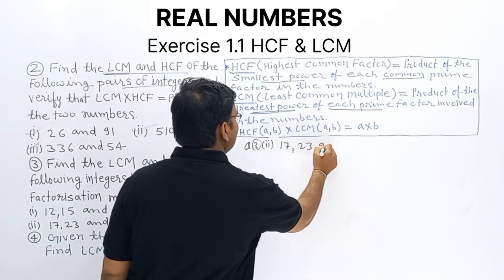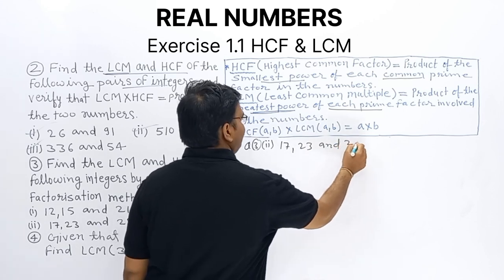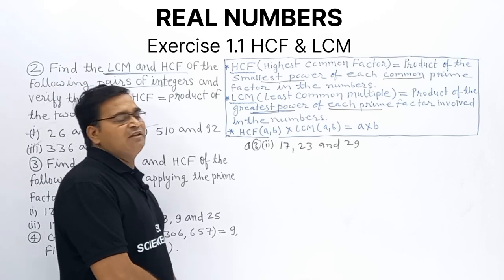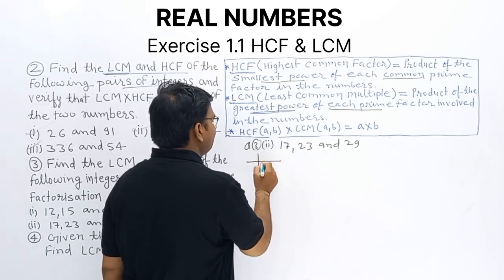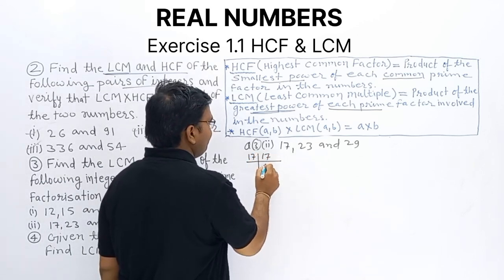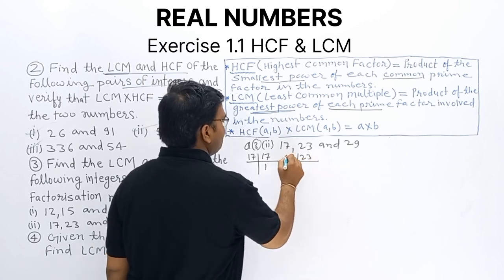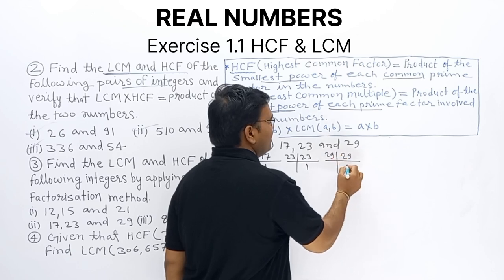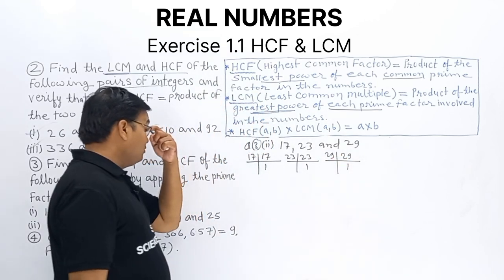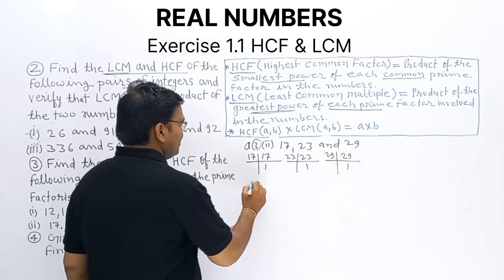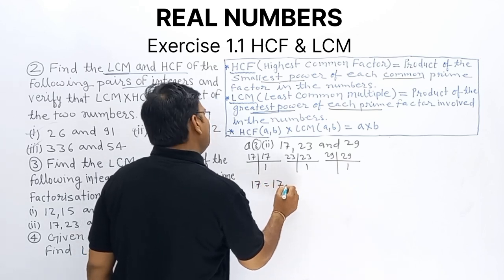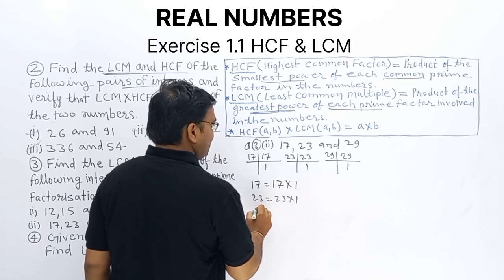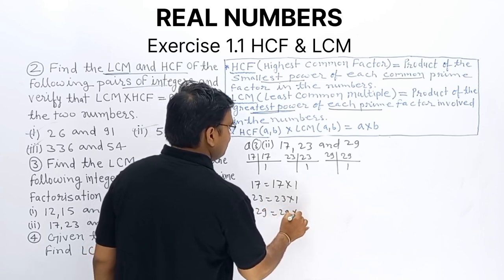17, 23 and 29. These are all prime numbers. Do the prime factors: 17 goes into itself one time, 23 goes into itself one time, and 29, also a prime number, goes into itself one time. Now write in factor form: 17 can be written as 17 into 1, 23 as 23 into 1, and 29 as 29 into 1.